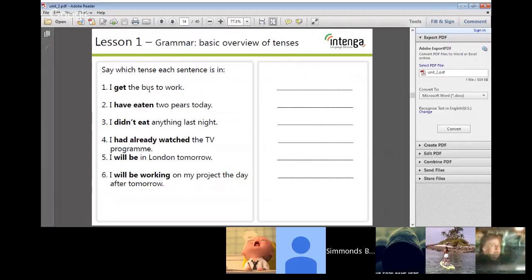Okay, I get the bus to work. What tense is this? Simple past. Okay, but there's three simples. There's present simple, past simple, and future simple. I think it is simple present tense. Absolutely, present simple. I get the bus to work.